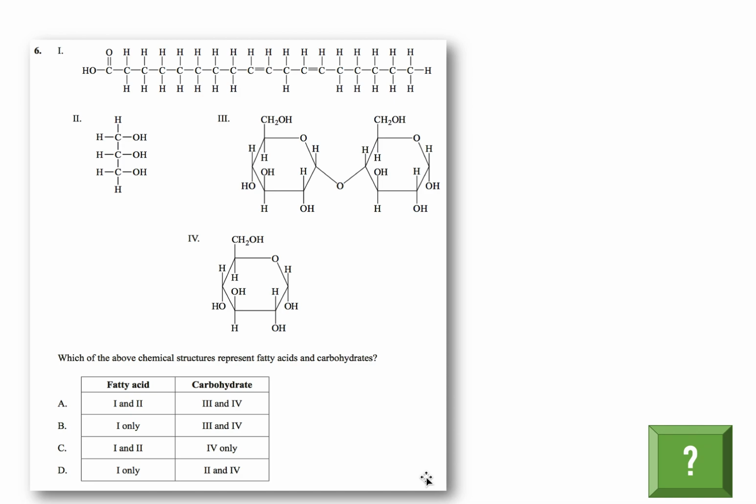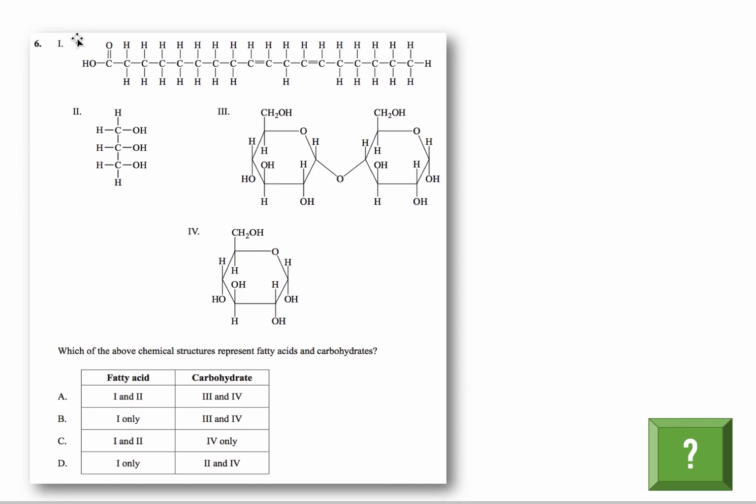Here we go with yet another part of IB questions, specifically paper 1 questions that your teacher might use. And this is on topic 2.3, so everything related to carbohydrates and lipids. Let's just get started. Here they give you a bunch of drawn molecules. And now they're asking you which of the above chemical structures represent fatty acids and carbohydrates.